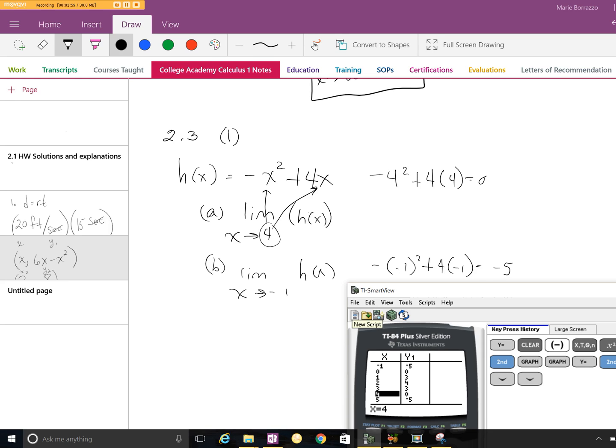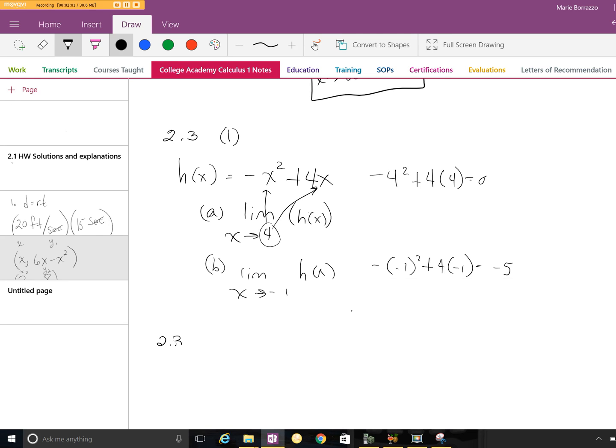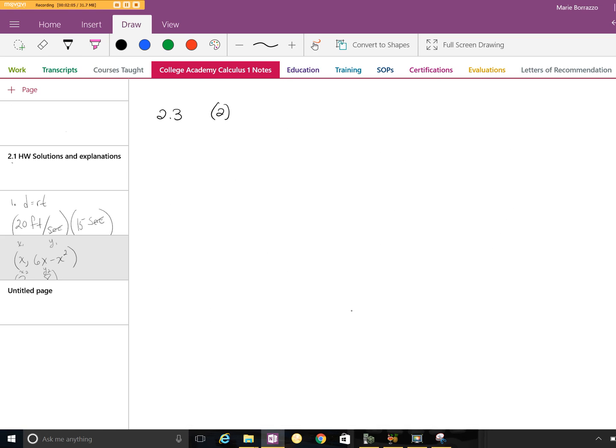Alright, so for number 2, in the same section, this is question number 2. So question number 2, we have the function g of x equal to 12 parentheses square root of x minus 3 all over x minus 9. And so they're asking us to check out the limit. So we start with part A. You have the limit as x approaches 4 for g of x.